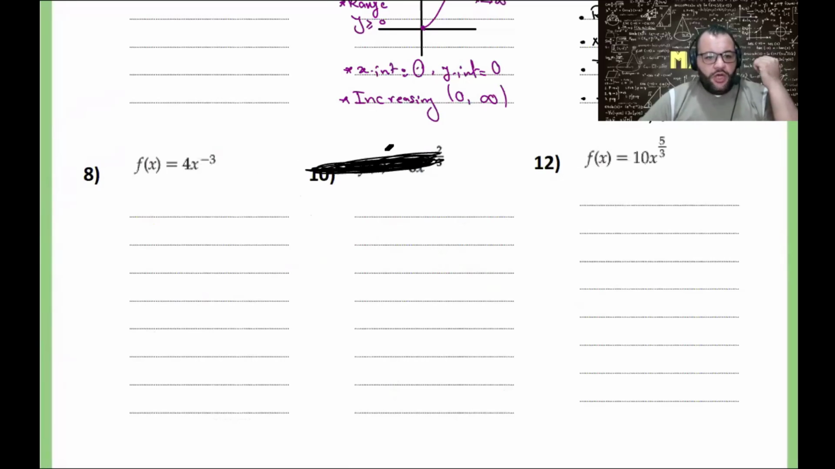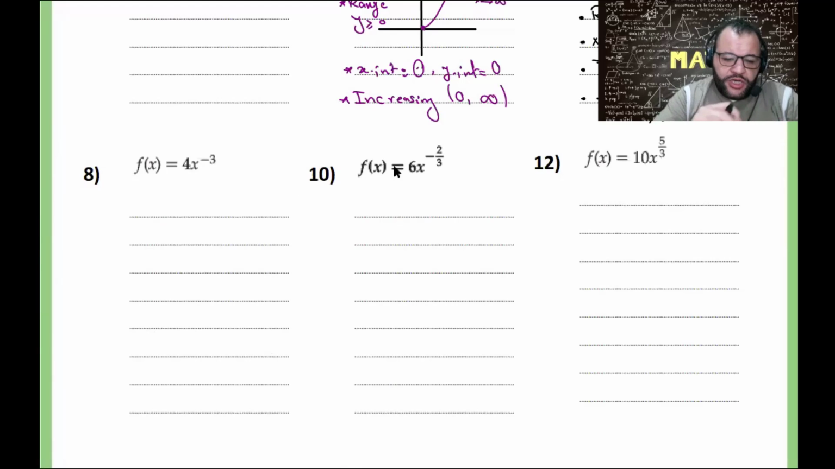Now we need to solve number 10. Oh, 10? What do you need? You need the previous part or what? No, I just said I sent you number 12. Okay, just finish.